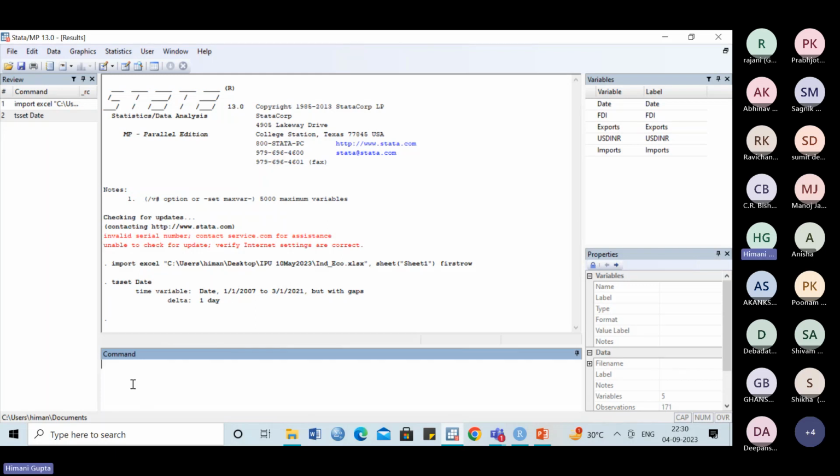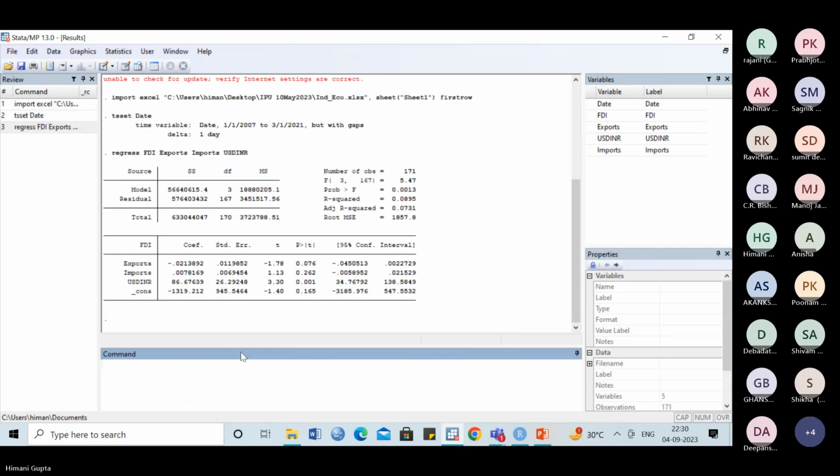Now, first of all, we have to create a model. In R, we have created the model and we have used the lm test. Now the command over here is regress. After writing regress, you will first of all write your dependent variable, which is my FDI. And after that, I'll write my independent variables: exports, imports, USD INR. Now you can see the results over here. Got the results?